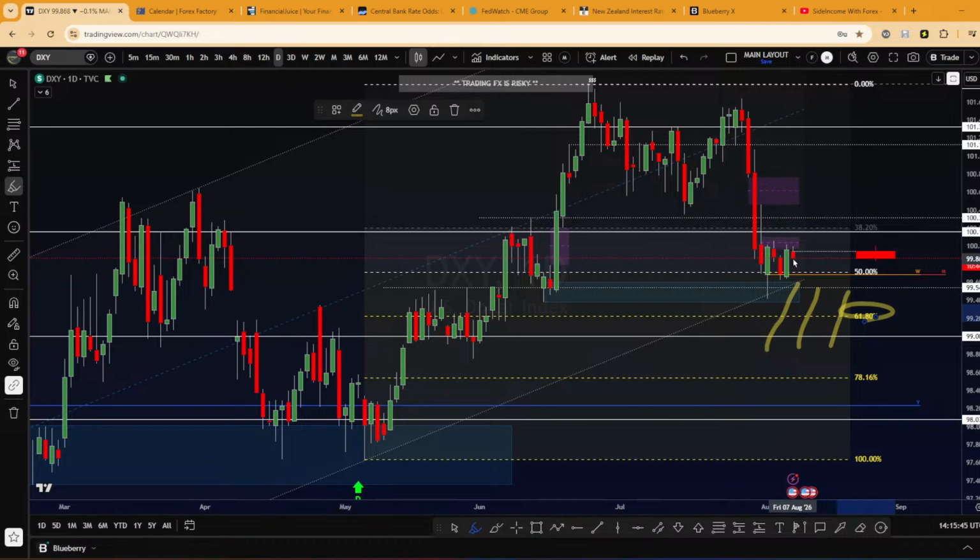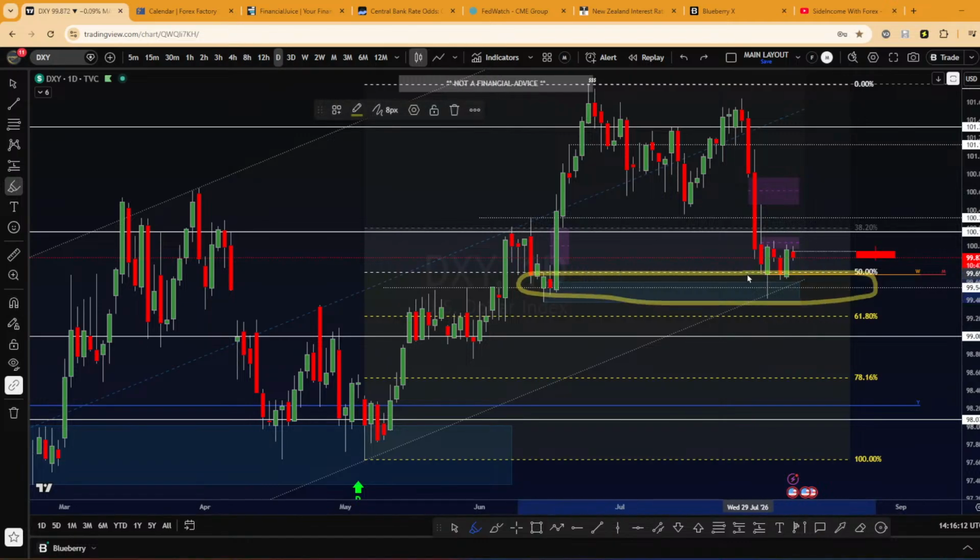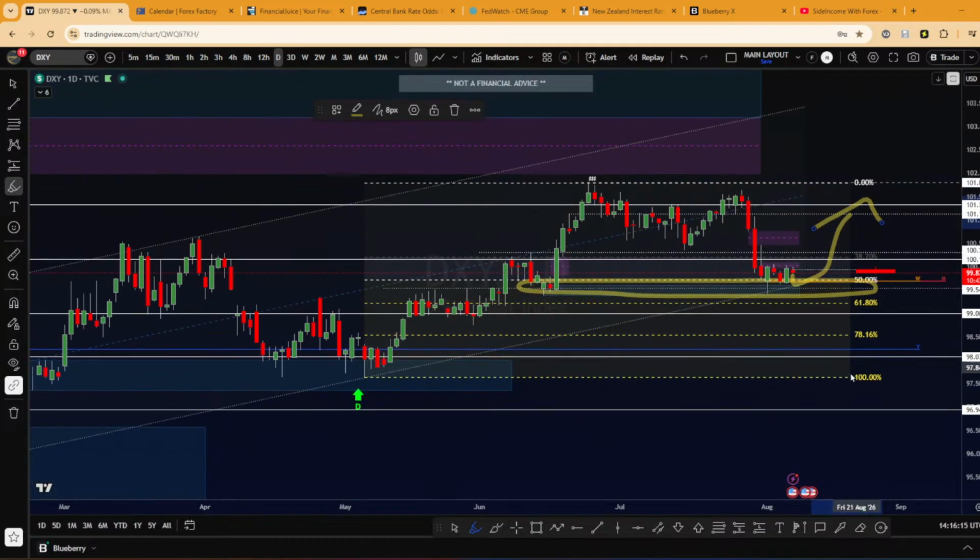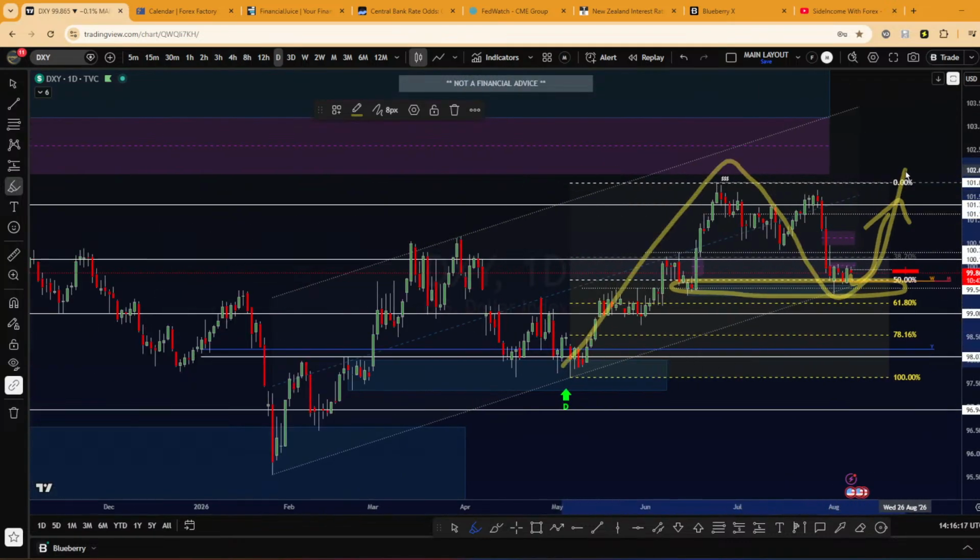I would not be surprised if we have another drive lower before continuing to the upside. There is a possibility, so I will be very focused on what the NFP will do, how the NFP will affect the dollar, to see if we could even drop lower, or if from this 50% zone right there we start to continue this trend. You see, this will be the trend.